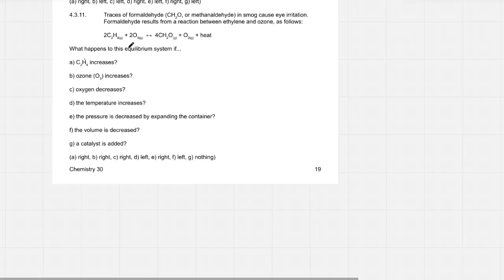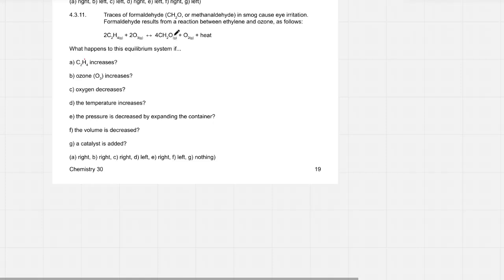Okay. Another reaction. This is all gases, so we're probably going to get a volume question here. What happens to the system if C2H4 increases? This is ethene, or ethylene. If this is produced, the system will consume it, and we'll get up on the right. In other words, the equilibrium will shift to the right.